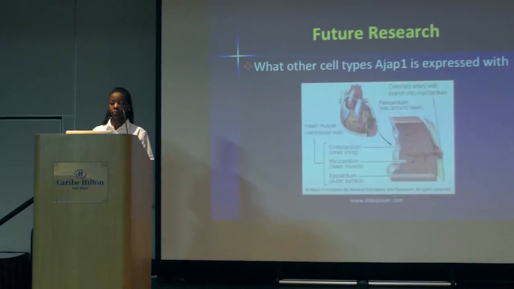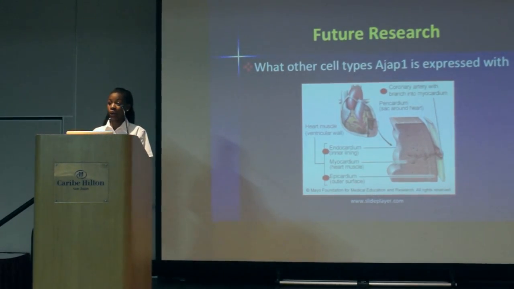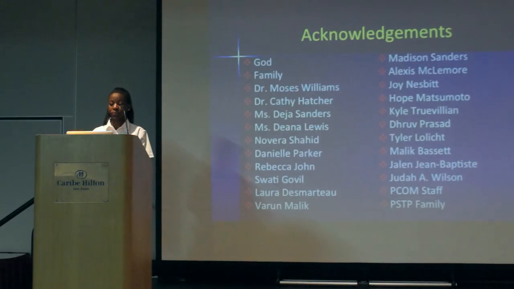For our research, we wanted to determine where HF1 was located in the heart and did this by using different protein markers present within different types of cells. We were able to conclude that it is present in the epicardium, the endocardium, and the coronary arteries. Now we would like to discover what other cell types HF1 co-localizes with within the heart.